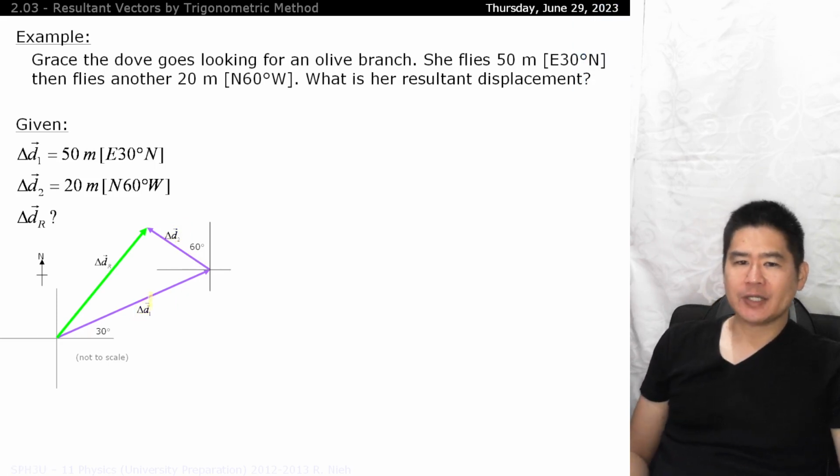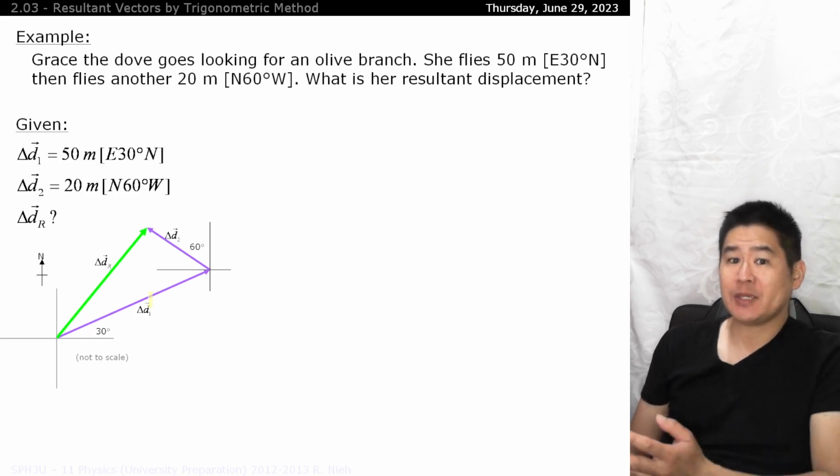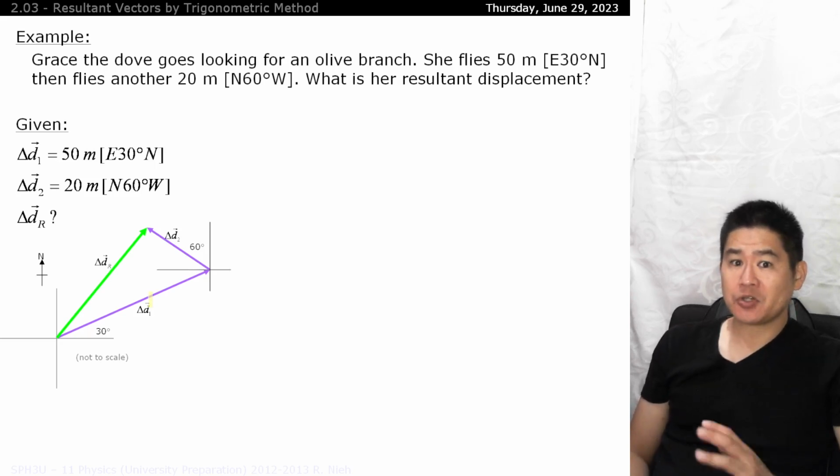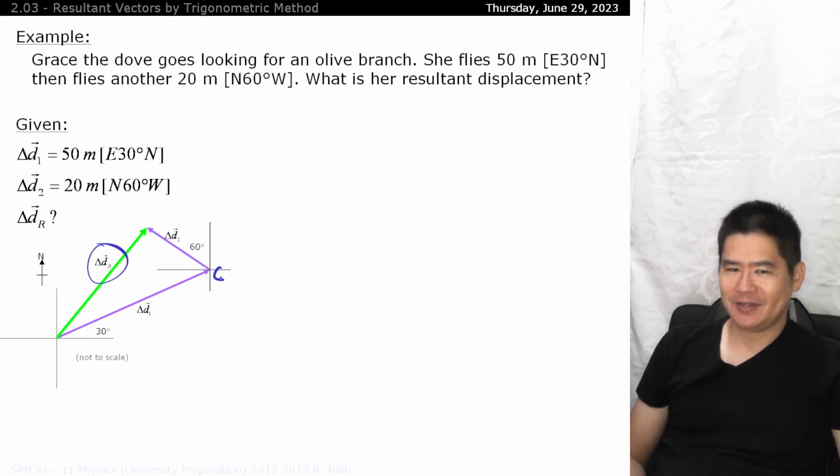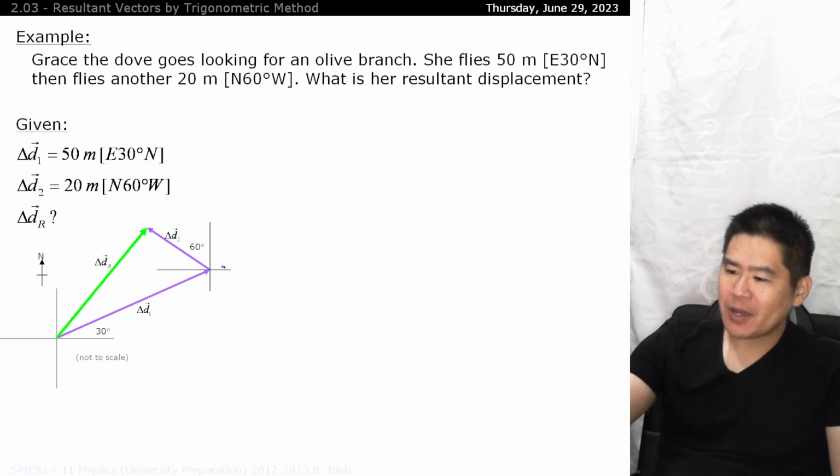We need to give more context here, because if we want to use cosine law and sine law, we have to define what A, B, and C are. And just out of pure sheer habit, this always works best. If this is the vector you're looking for, call that side C. You'll see why right after. As for the other two, it doesn't really matter how you label it.